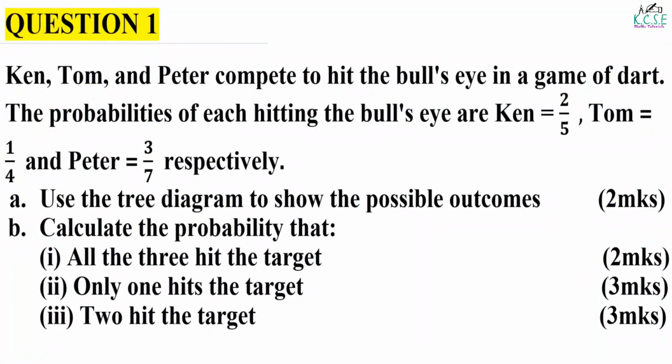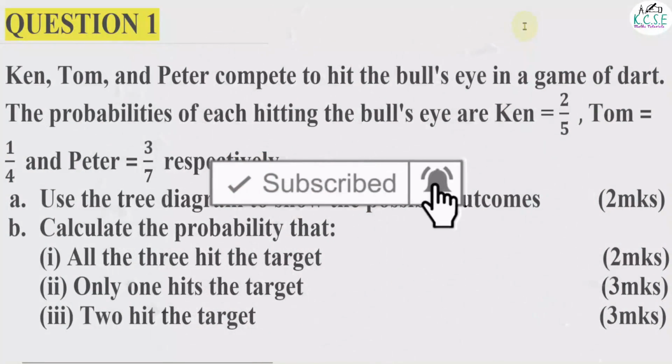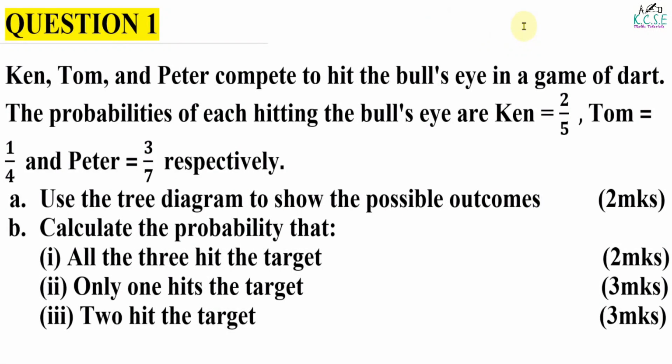Question number 1. Ken, Tom and Peter compete to hit the bullseye in a game of darts. The probabilities of each hitting the bullseye are Ken, 2/5, Tom, 1/4, and Peter, 3/7, respectively. Part A of the question, use the tree diagram to show the possible outcomes.